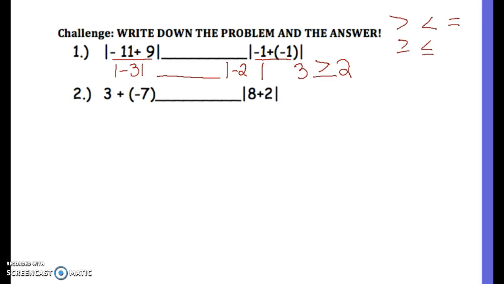Number 2, there's no absolute value, so we can just simply do 3 plus negative 7, different signs, find the difference. 7 minus 3 is 4. The sign of the larger number is negative. How does it compare to 8 plus 2 is 10, the absolute value of 10? Well, the absolute value of 10 is just 10. How does negative 4 compare to 10? It is less than. So the answer to 1 is greater than, the answer to 2 is less than.